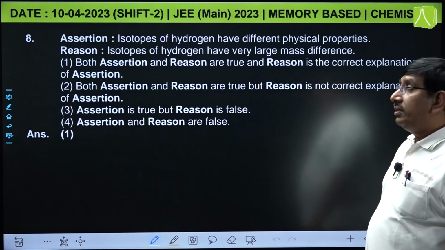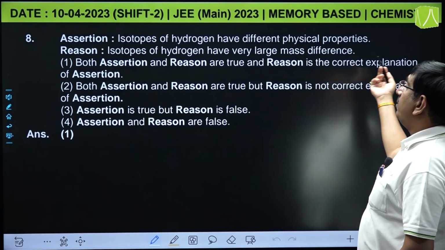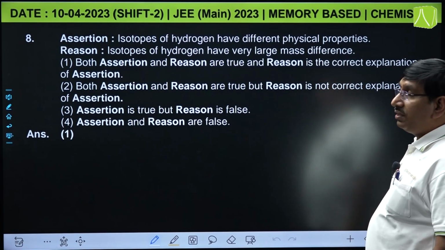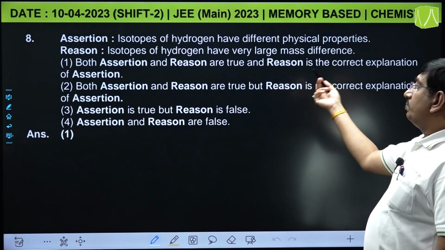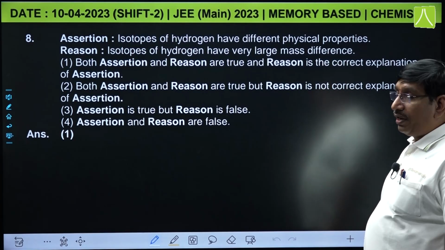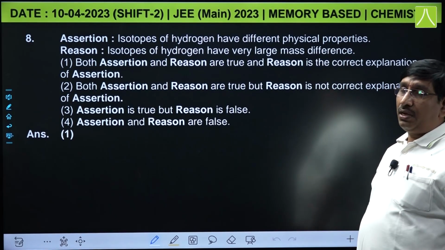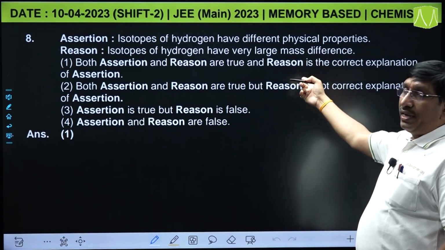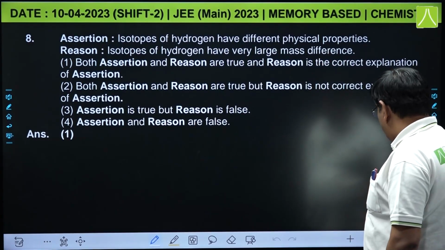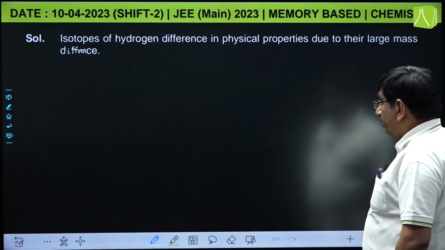Next question, this is from hydrogen. Isotopes of hydrogen have different physical properties. Yes, it is correct. Isotopes of hydrogen have a very large mass difference. So, because of this only they have different physical properties. So, this is the correct explanation. Both assertion and reason are correct and the reason is the correct explanation.